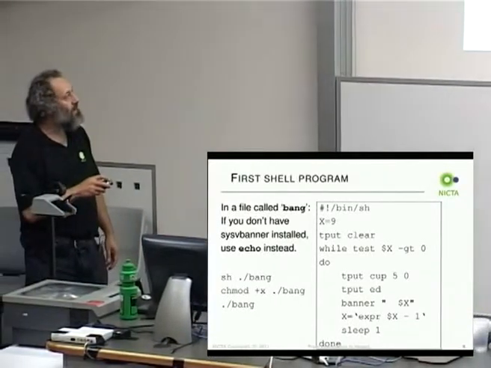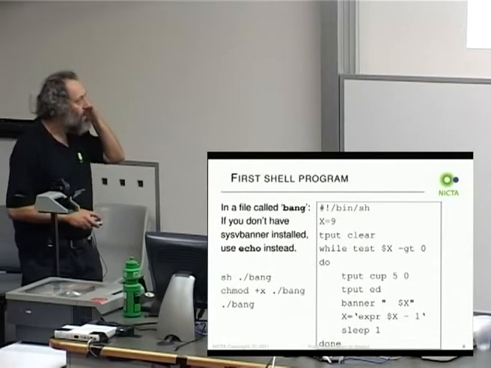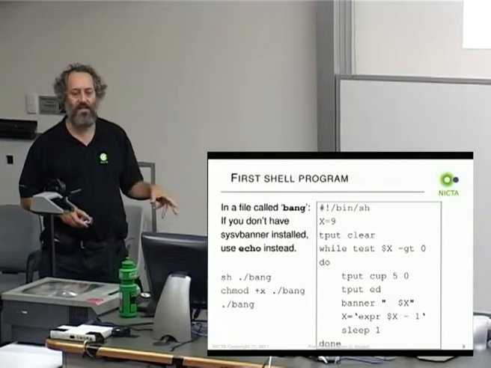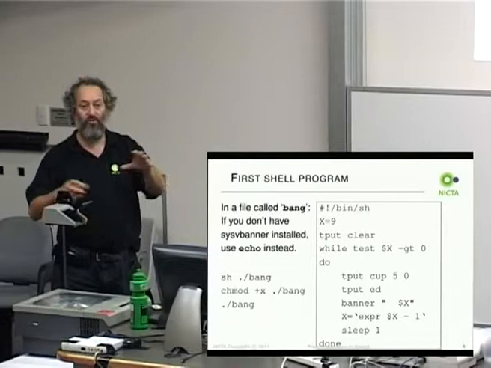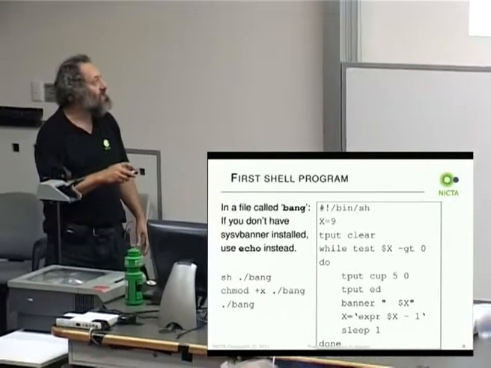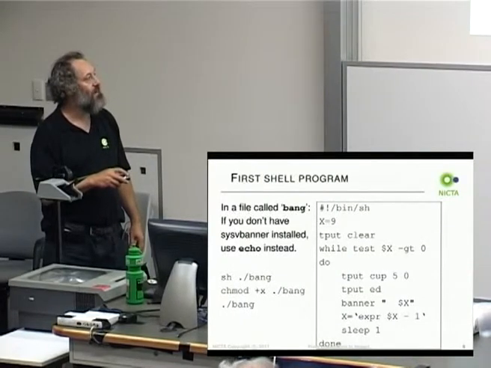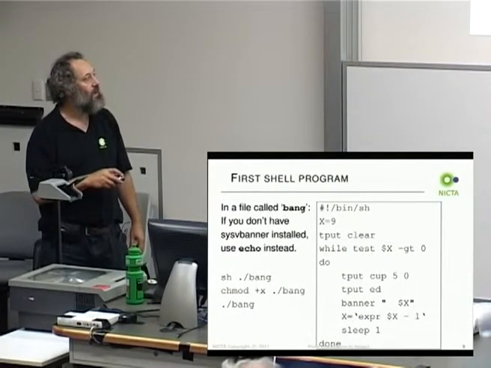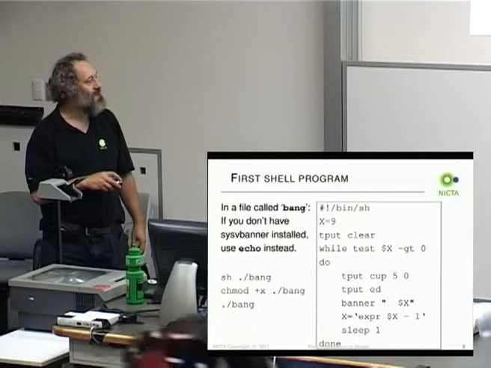X is a shell variable, it gets assigned 9. Tput, which we're using three times, is a program that comes with the curses suite. It's for writing characters to the terminal for controlling your terminal. In this case, first we clear it, then we do a cursor positioning to 5 lines down, 0 columns. Tput ed means erase at the end of the display. Then we call banner, which writes its stuff up in big letters. Then we subtract one from X and sleep for 1 second.